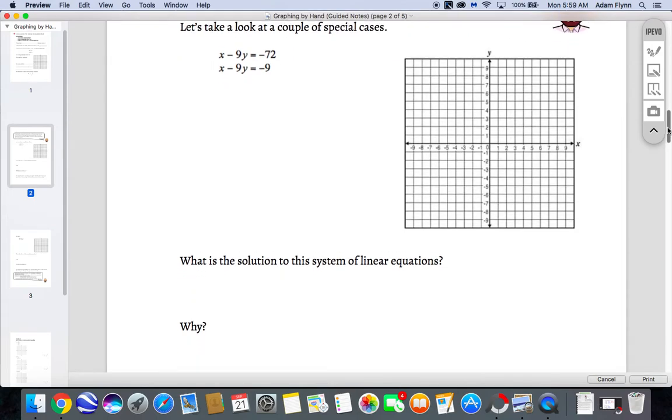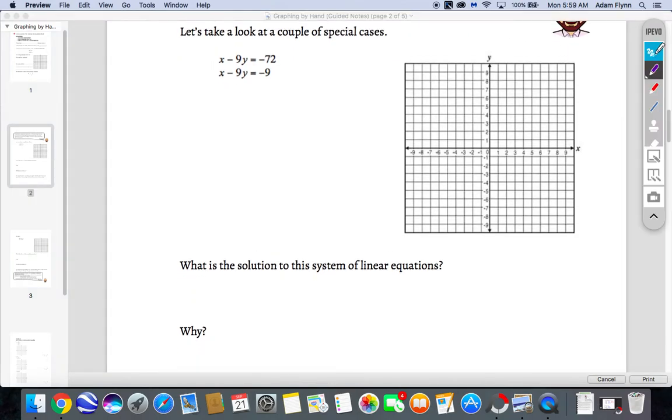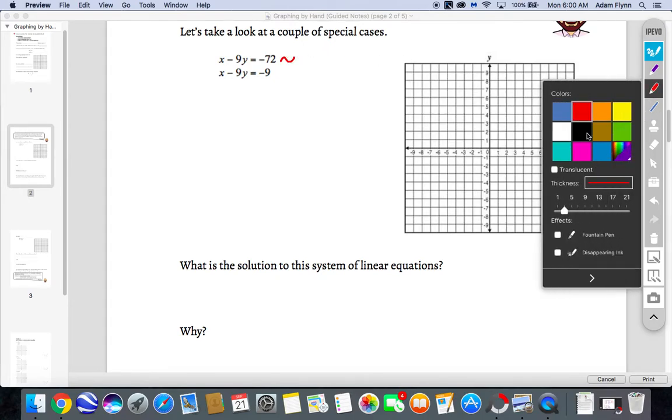So we're going to take a look at some special cases. Okay, we'll figure out exactly why they are special in just a couple minutes. So I've got my system here. x minus 9y equals negative 72, and x minus 9y equals negative 9. So I'm going to color code these again. Top one will be red. Bottom one will be blue.